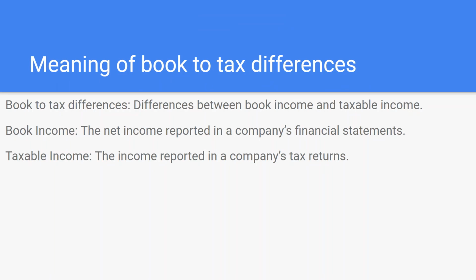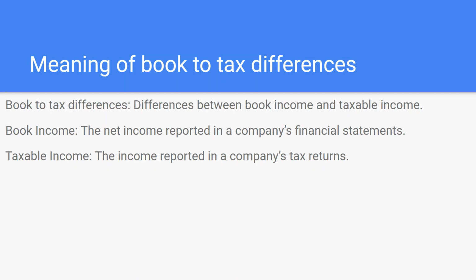So pretty straightforward. What are book to tax differences? Book to tax differences are the differences between your book income and your taxable income. Your book income is your net income reported in the income statement in a set of financial statements, and essentially your book income will be your profit before tax. Sometimes you would have components of book income within OCI, but we'll get to that point in a much later video. But for the most part, your book income will be your profit before tax, and your taxable income is what it is. It's the taxable profit you've got in tax returns upon which tax is paid.